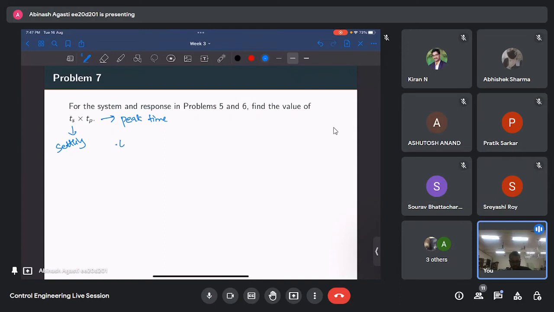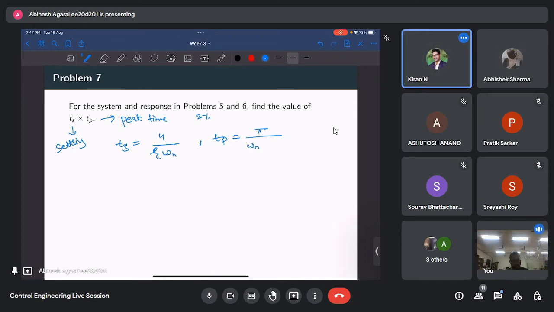So what is the formula for both? Ts is, can someone help me? 4 by zeta omega n for 2%, and 3 by zeta omega n for 5%. Correct. So for this problem, we'll take the 2% thing. And what is the formula for peak time? Pi by omega d. Pi minus theta is for rise time. Pi by omega d, yes. So come on, calculate these values.